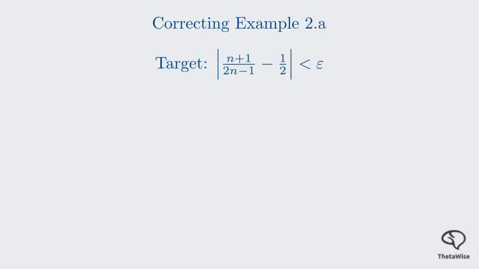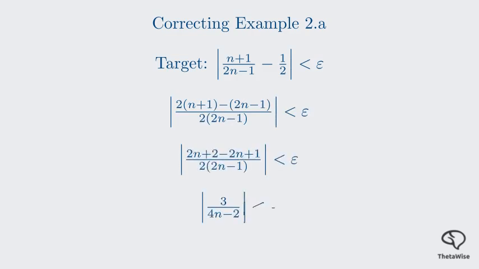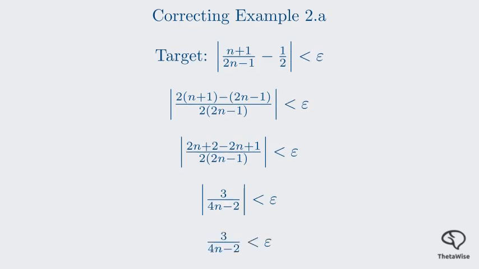Wait, I just noticed a mistake in my solution for the first convergence problem. This is another excellent opportunity to learn from our mistakes, just like in our divisibility example. Let's re-examine the target inequality for a sub n equals (n plus 1) over (2n minus 1) converging to 1/2. After finding a common denominator, we get the absolute value of 3 divided by 2 times the quantity (2n minus 1). Since n is a natural number, 4n minus 2 is positive. So we have 3 over (4n minus 2) is less than epsilon.